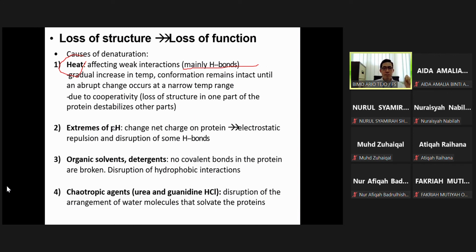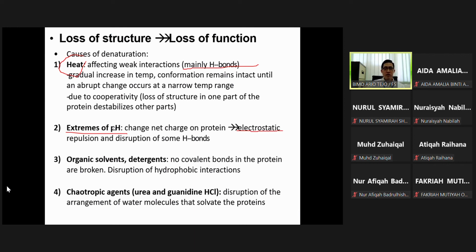And then extreme pH. Extreme pH will destroy the protein as well by disturbing the electrostatic interaction between charged amino acids. So beberapa amino acid, they have charge. Arginine, lysine, aspartic acid. If you change the pH, their charge will change, and as a result, the protein structure will change. So you can destroy the protein because of pH. You tukar pH 1 unit, it will destroy the protein structure, and the function will be gone lah.